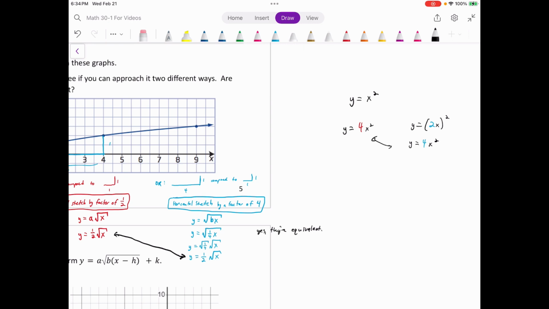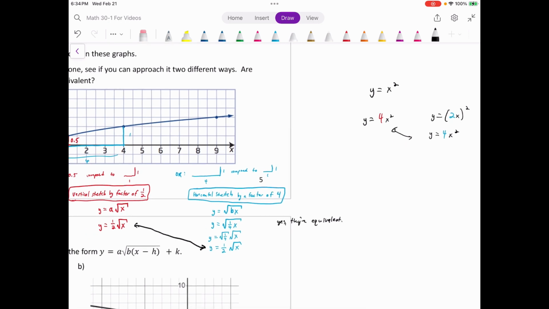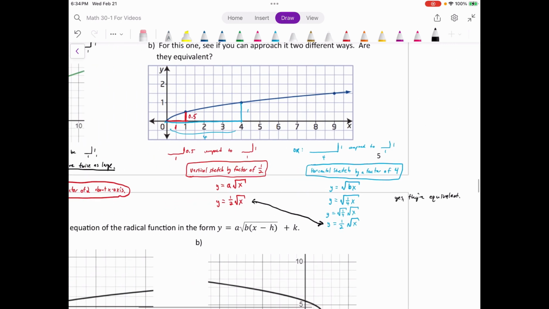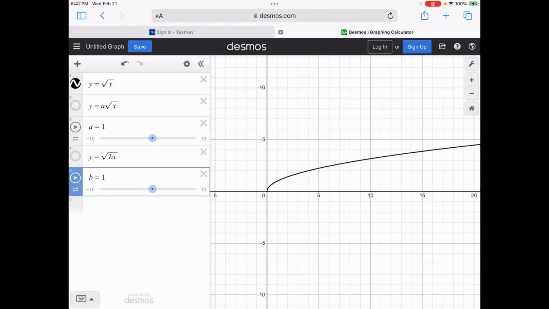If you take x squared and vertically stretch it by a factor of 4, you end up with the same graph and the same function as if you horizontally stretch it by a factor of 1/2. Pizza dough, right? You can stretch it vertically, that makes it skinnier horizontally, or you can squish it vertically and that makes it fatter horizontally, or vice versa. Okay, let's take a look and visualize this here on a graph just so we can really drive it home.